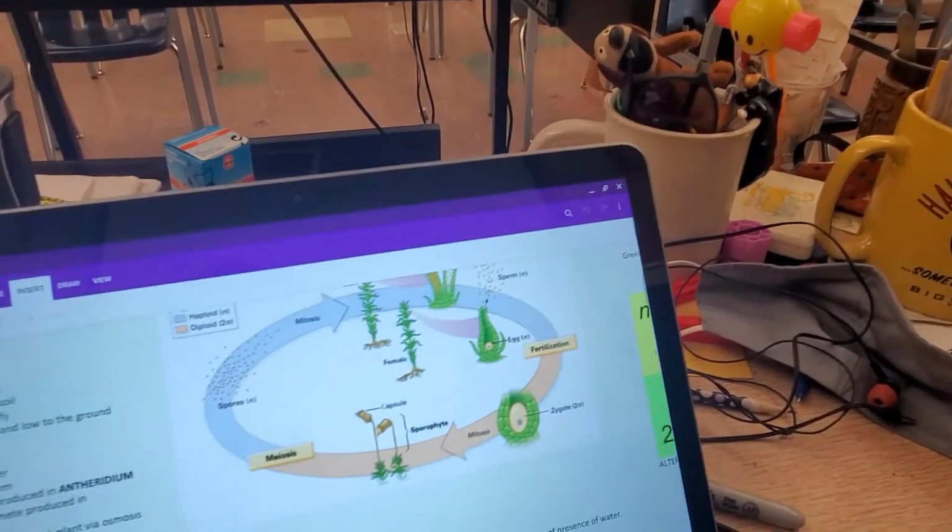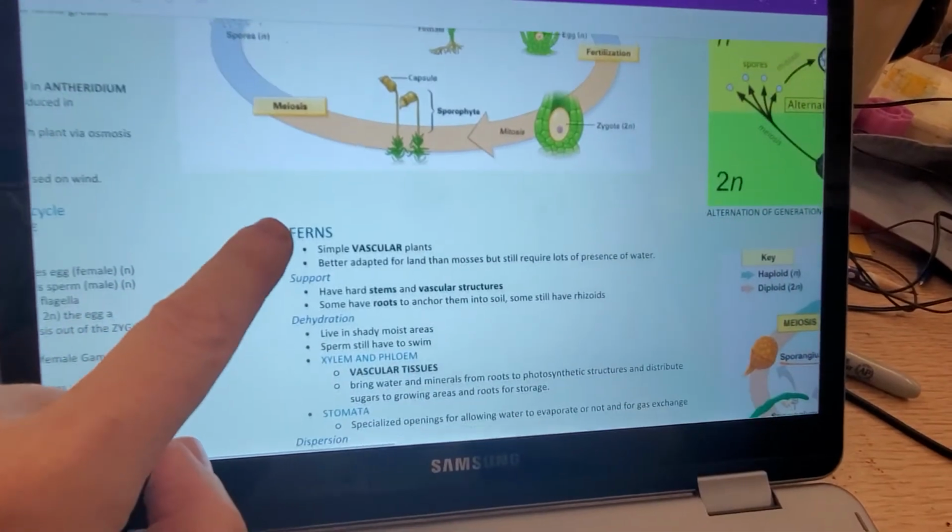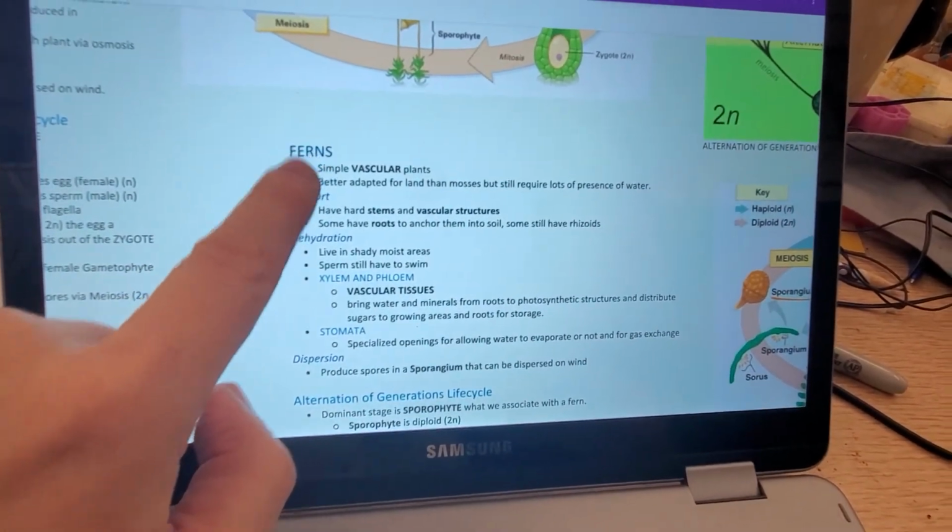So very quickly, plants started to evolve so that the dominant form went from being the gametophyte. Here the gametophyte is the dominant form. When you look at moss, you're seeing gametophytes, which are haploid. They evolved to the sporophyte being the dominant form. So when you look at these plants, the sporophyte, which is diploid, is the one that we associate with being the plant. And that's the next grouping of plants, which is ferns.